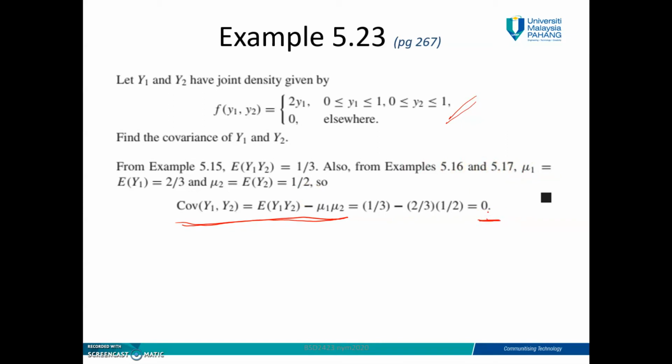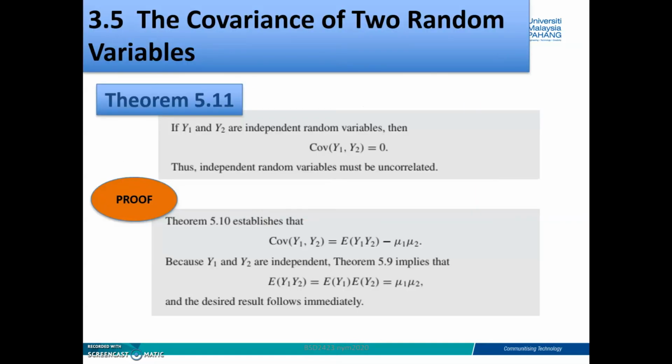So if you get 0, what does it mean? Okay, based on our previous discussion, if covariance equal to 0, that means it's independent random variables. All right, but there is a theorem 5.11. Okay, if Y1 and Y2 are independent random variables, that means covariance Y1 and Y2 will be equal to 0. Okay, thus independent random variables must be uncorrelated. Because it's independent random variables, isn't it? There's no correlation between these two variables. So the covariance should be equal to 0.